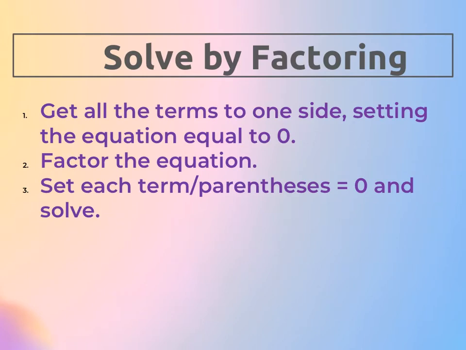So when we solve by factoring, we're going to get all the terms to one side, and we're going to be setting our equation equal to 0. After we have it set up like that, we're going to factor the equation. After we factor the equation, we're going to set each term or each parentheses equal to 0 and solve.